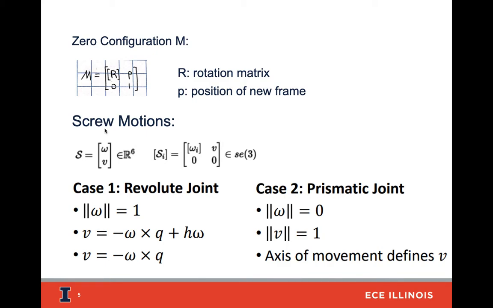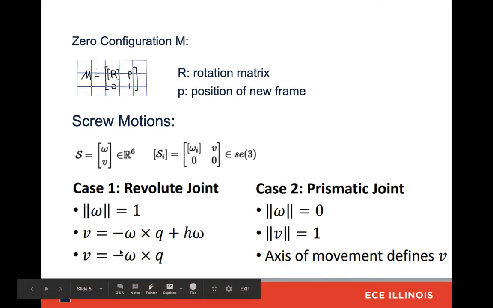We also want to compute the screw motions. In that case, we actually have two cases. Case 1 is a revolute joint. In this case, the norm of omega will be 1, and V equals negative omega cross Q plus H times omega. In our class, the pitch will be 0, so the formula is V equals negative omega cross Q.